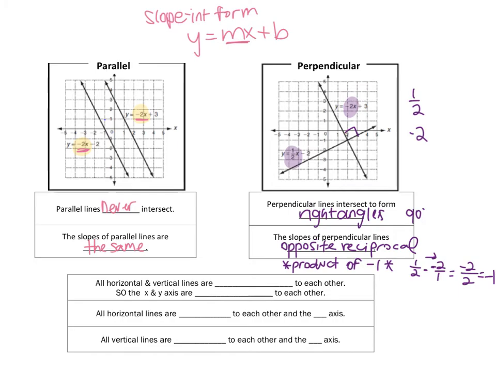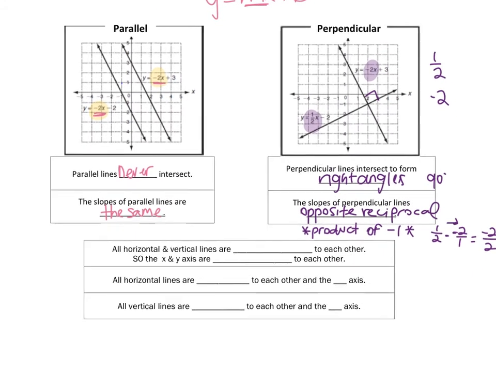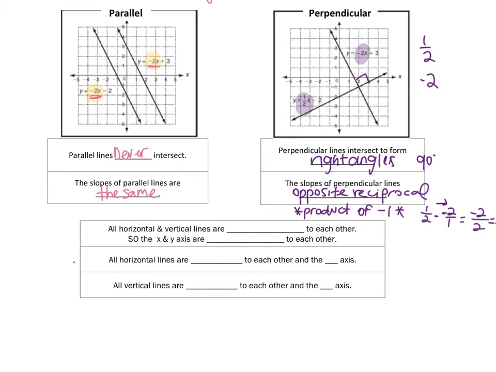Now we're just going to compare the two. All right? So we're going to start with the second little note right here first. So all horizontal lines, remember horizontal goes left to right. Horizontal lines are going to be parallel to each other. They are also parallel to the x-axis, okay? Horizontal lines have a slope of 0.